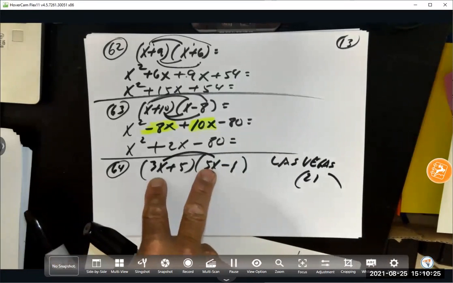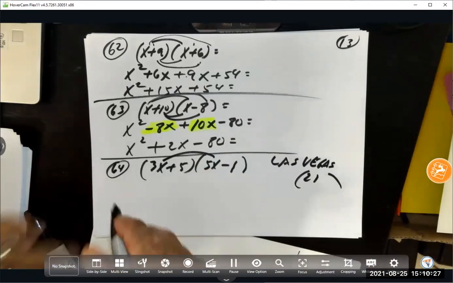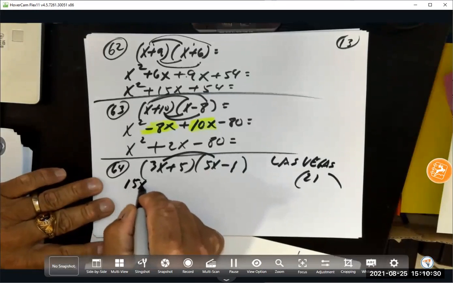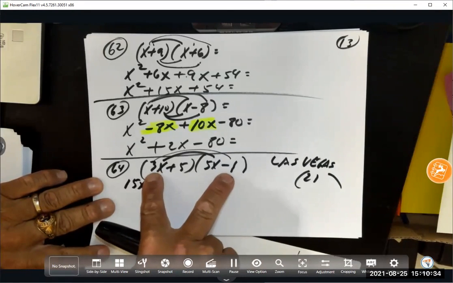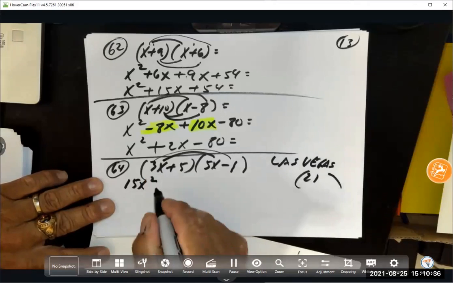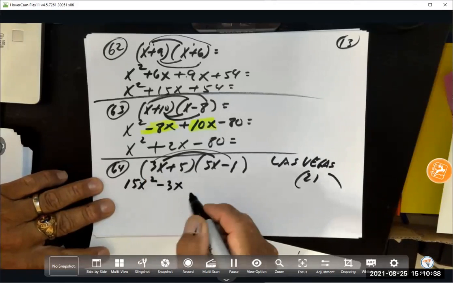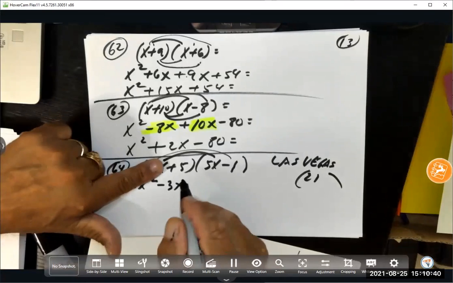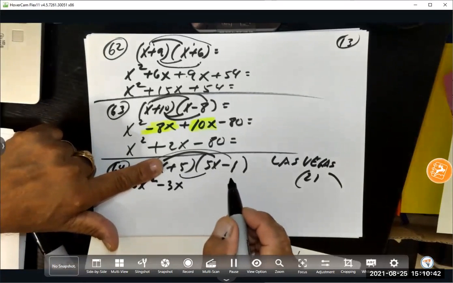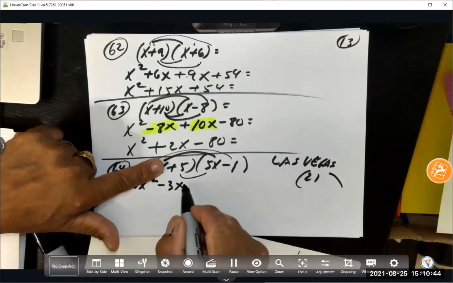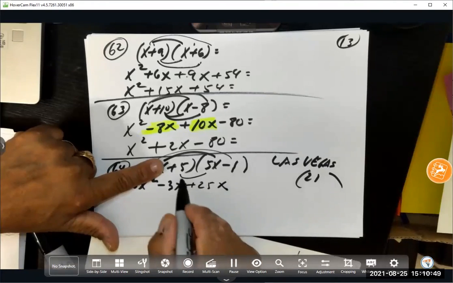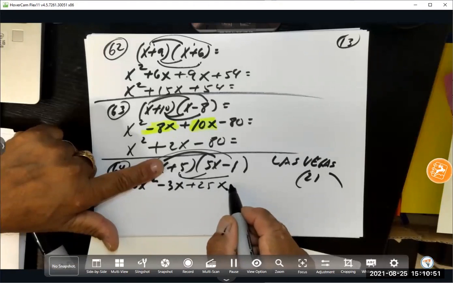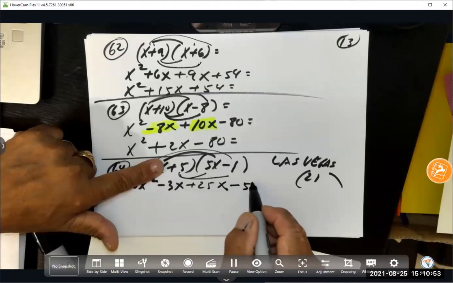3x times 5x. Give me numbers. 15x squared. And 3x and negative 1. Negative 3x. Not this one. 5 times 5x, positive 25x. And 5 times negative 1. Negative 5.